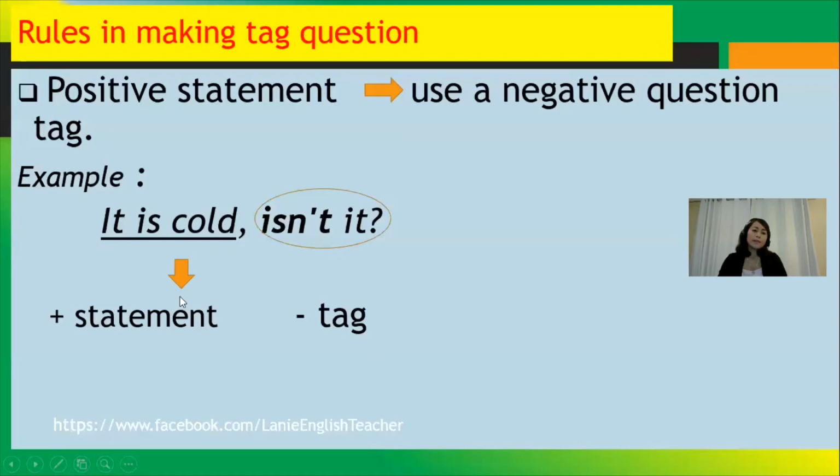Now, in this case, since the statement is positive, your tag question would be negative. So it should be isn't it? So isn't here is a contraction of the words is not. So in writing tag questions, it should be in contracted form. All right? So that's rule number one.